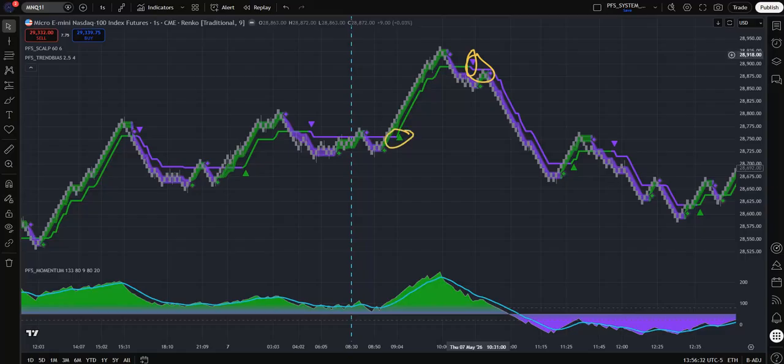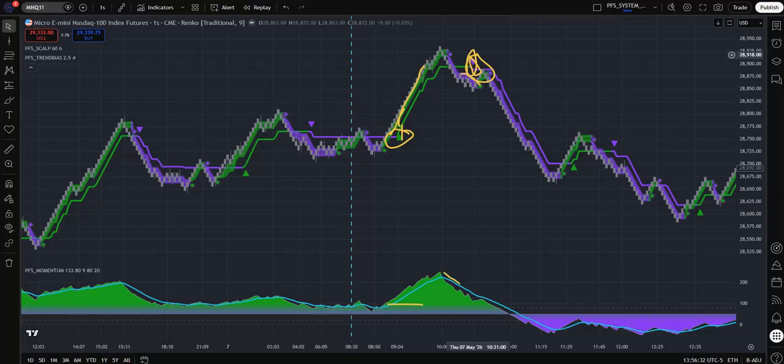The PFS system is about taking trades where everything is in alignment. Momentum is green, trend bias is green, and the PFS scalp all is green. Green, green, green, boom, catch a move. Now this one I have at that moment of time, the PFS scalp is purple. We have trend bias go purple, I get a signal.